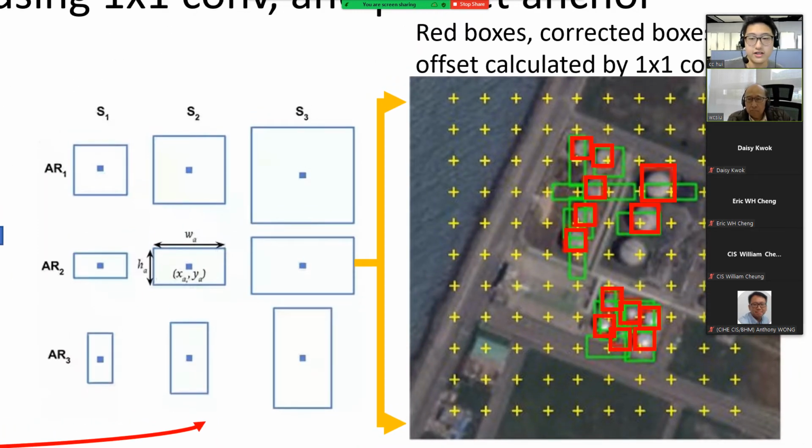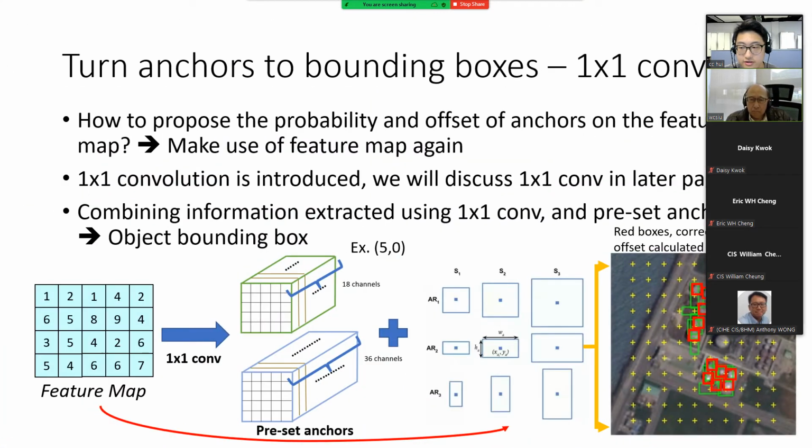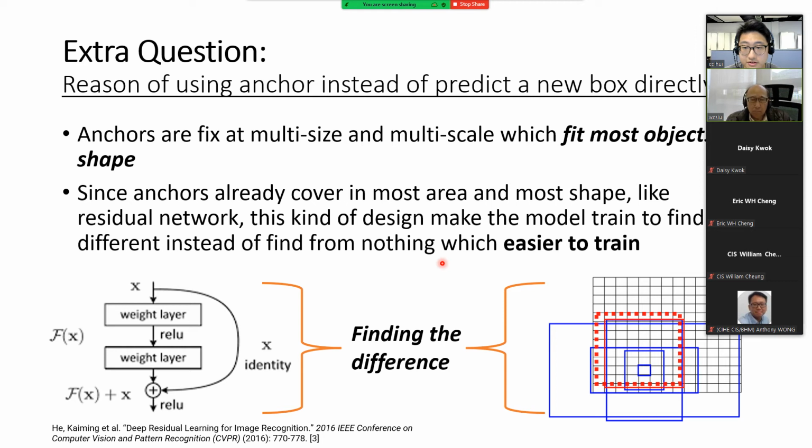Yes, here I enlarge the slide so you can watch it more clearly. So yeah, the red boxes are the changes, the modified anchors, so it can now locate the object. Here I have some extra questions.